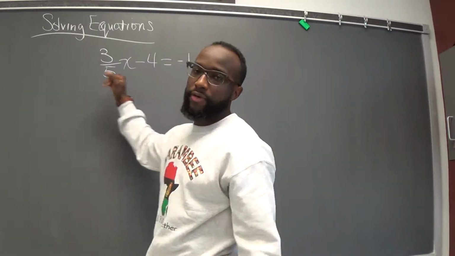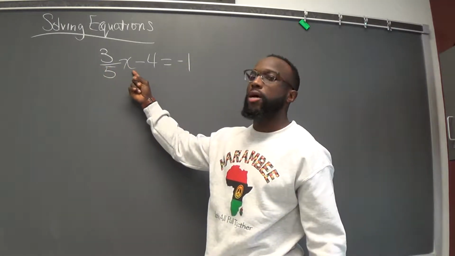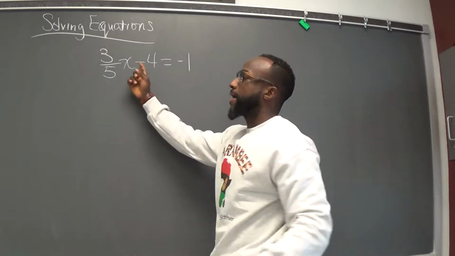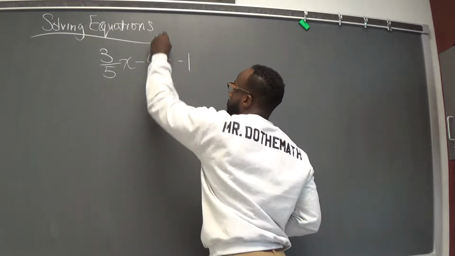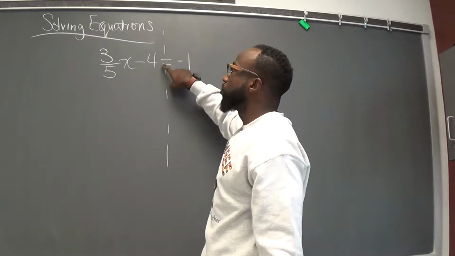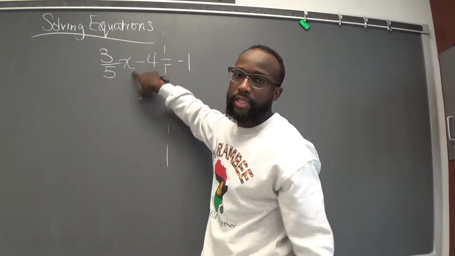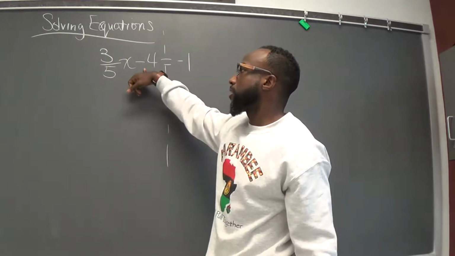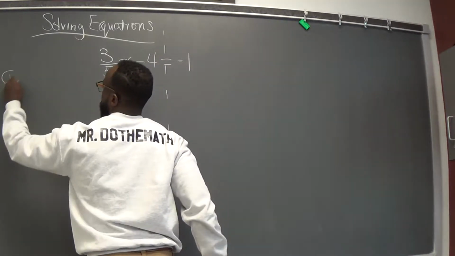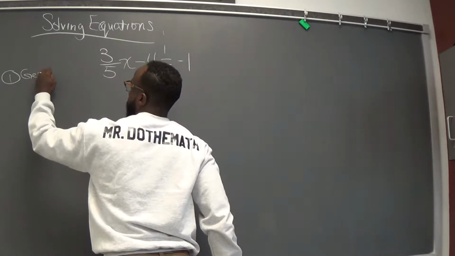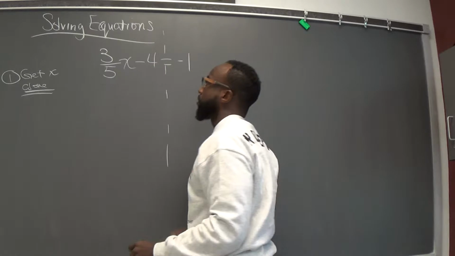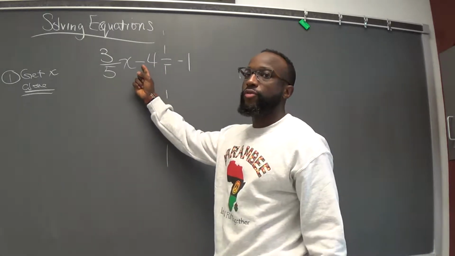The goal of solving an equation is to get the variable alone, right? And in order to get the variable alone, we have to move things across the equal sign. Whenever you move any number across the equal sign, its sign changes. It's called its inverse. So the first thing you want to do is get the x alone. In order to get the x alone, we have to move this -4.